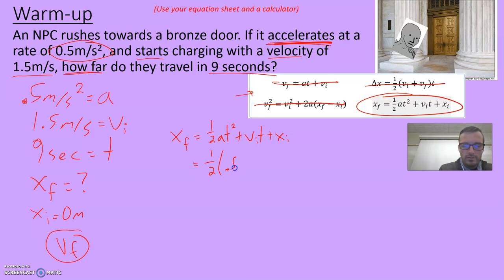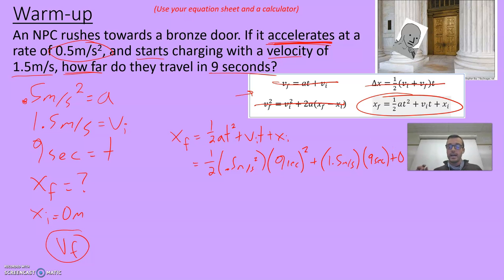We got 0.5 meters per second squared. The time is 9 seconds. And a special note, only the 9 gets squared. A lot of people want to square that whole thing. Notice it's just t squared. It's not at squared, it's t squared. So only square the time there. Then we're going to add on our initial velocity, 1.5 meters per second, again multiplying that by 9 seconds. And then plus 0, because if the xi is not given, we can set it to what we want. We can set it to 0.